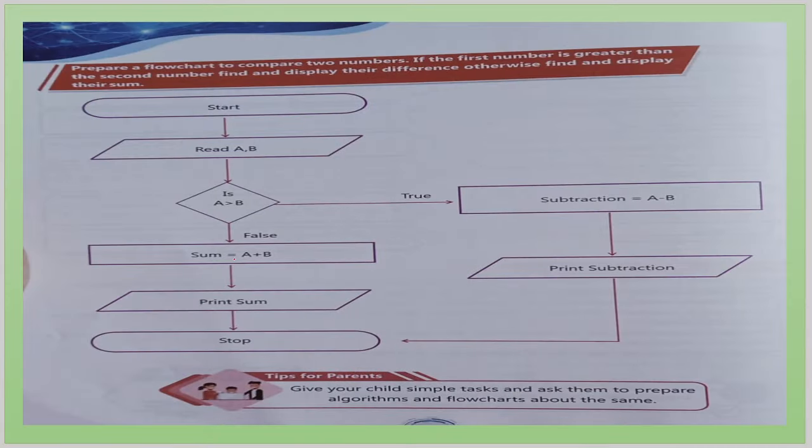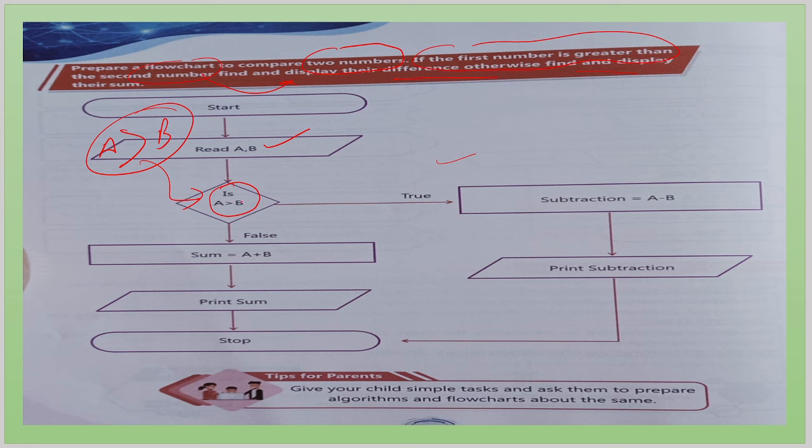Now coming to the next, this is a question you have to do. Prepare a flowchart to compare two numbers. Two numbers you have to take as input. The first number is A, the second number is B. If the first number is greater than B, that is a decision box condition. I'm going to check: if A is greater than B, find and display their difference. Otherwise, find the sum. If A is greater than B, what do we have to display? The difference. Otherwise, we have to display the sum.